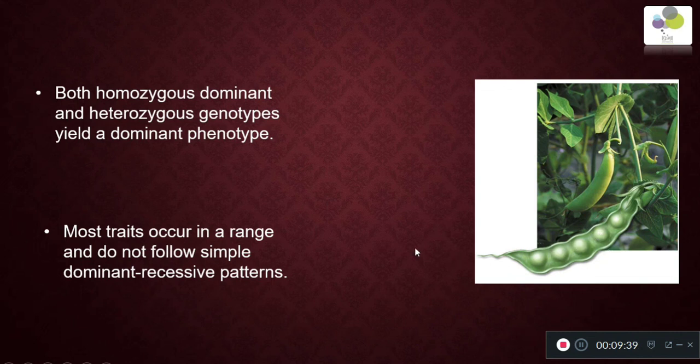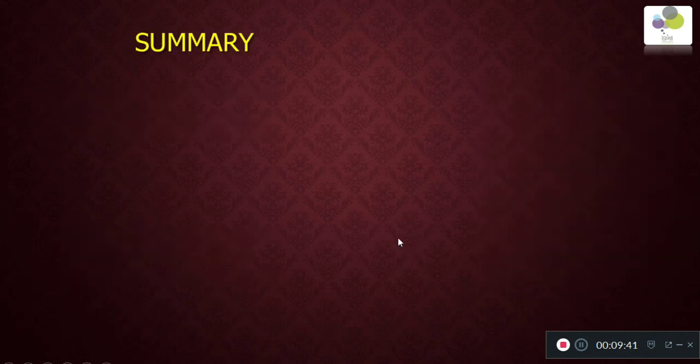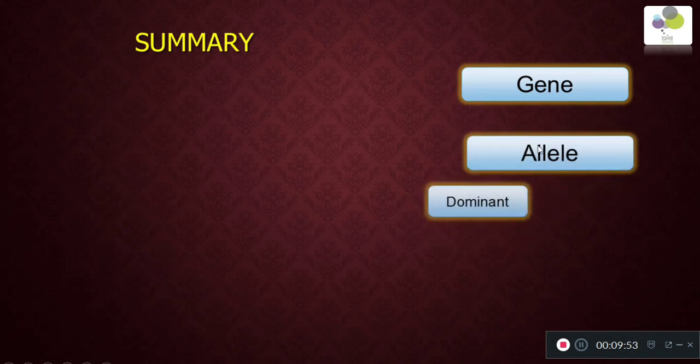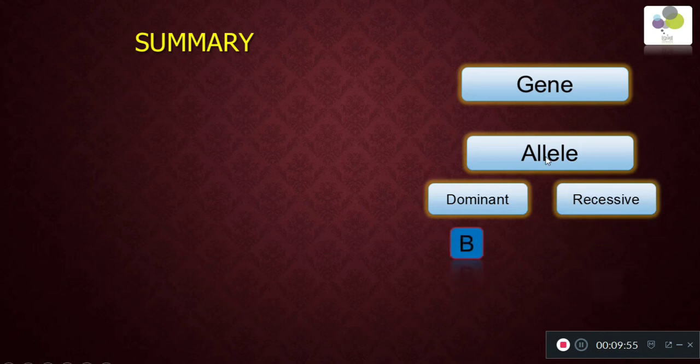Finally, what did we learn today? We learned the meaning of gene. As we said, a gene is a part of DNA that is responsible for a specific trait. We also learned what an allele is, which is a version of a gene, a different or alternative form of a gene. An allele may be dominant or recessive. We write the dominant with a capital letter and the recessive with a lowercase letter.